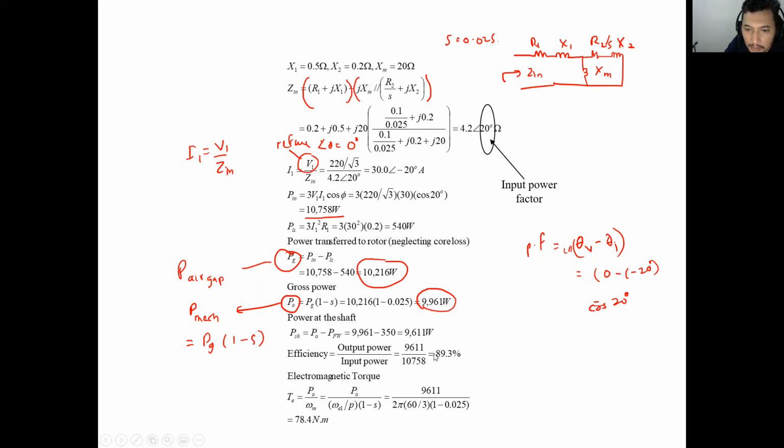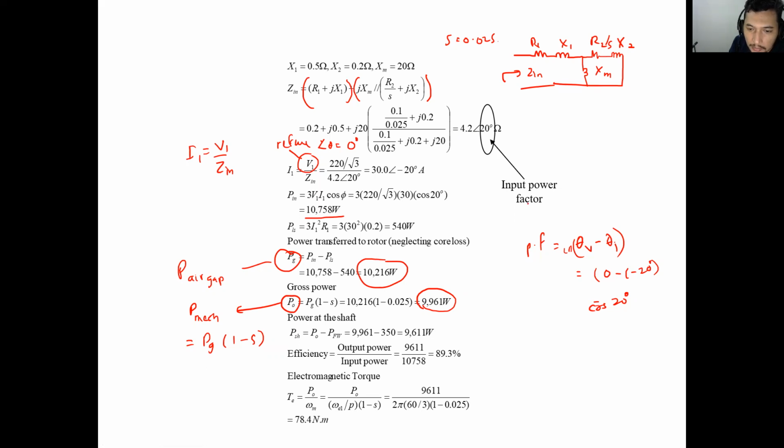You will obtain around 89.3 percent. And then the torque, you can use this equation, where the power output is 9611 over the speed of the motor, which you need to use in radian per second. So you will obtain around 78.4 Newton meter.